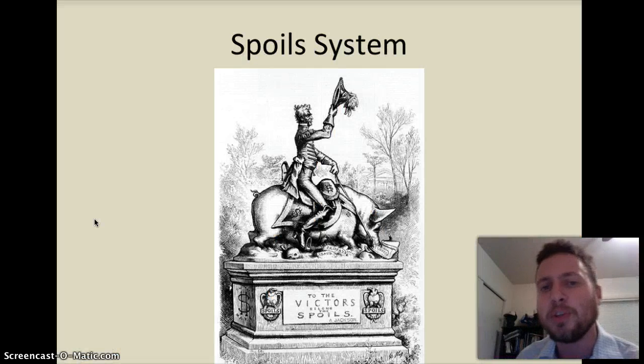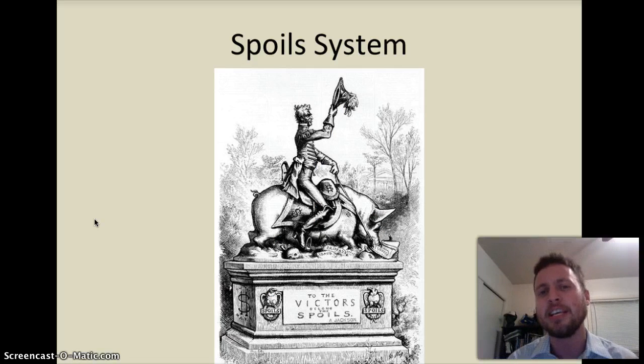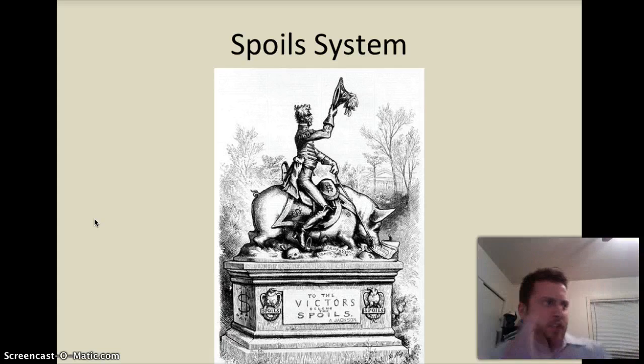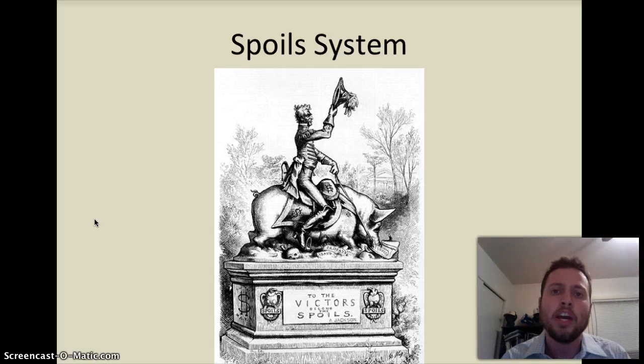Here's another one, spoils system. Andrew Jackson becomes president of the United States. One of the first things he does is fire a ton of federal employees. That would be the people that have jobs in the federal government. He says, you're fired, you're fired, you're fired. And then he looks at his supporters and he says, you're hired, you're hired, you're hired. That's the spoils system. Reward your supporters with jobs.